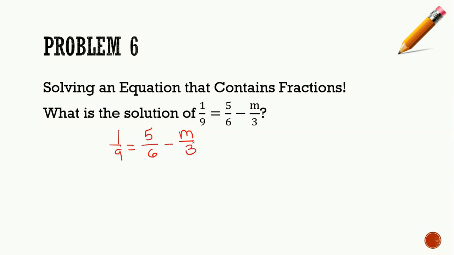What about 18? 18 goes into all of them, right? So we're going to use 18 as the number we're going to multiply. So I'm going to get 18 over 9 equals 18 times 5, 90, I think. 90 over 6. And then I'm going to get 18m over 3.